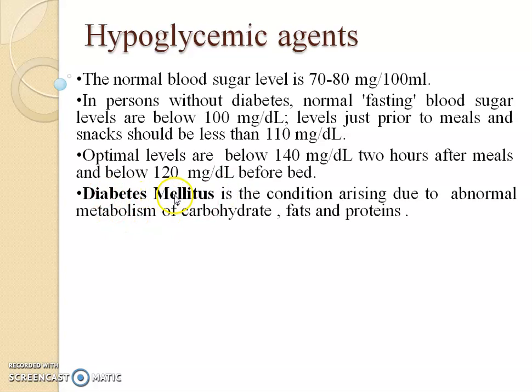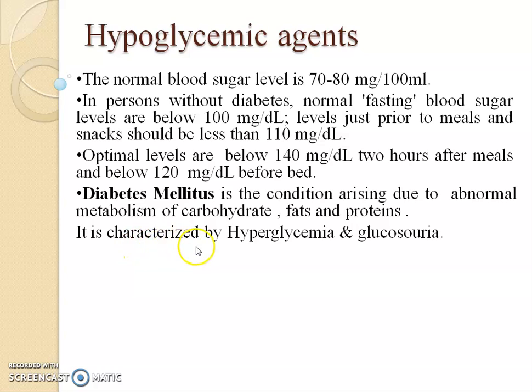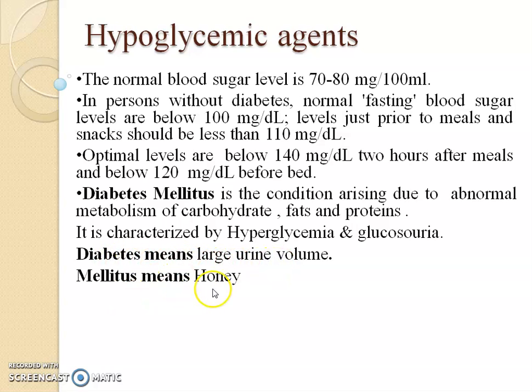What is diabetes mellitus? Diabetes mellitus is a condition that arises due to abnormal metabolism of carbohydrates, fats and proteins, which is characterized by hyperglycemia and glucosuria. Diabetes means large urine volume and mellitus means honey.